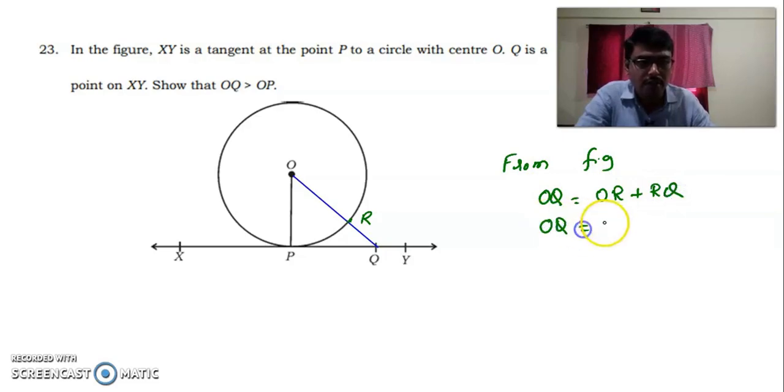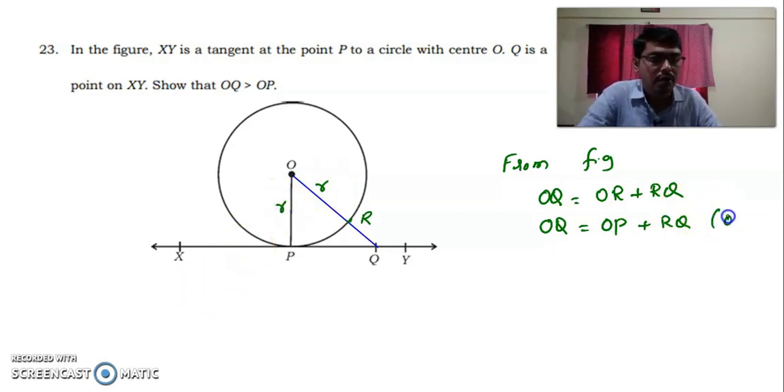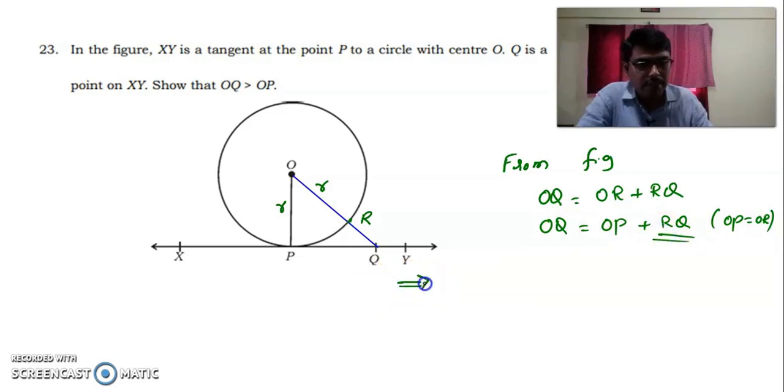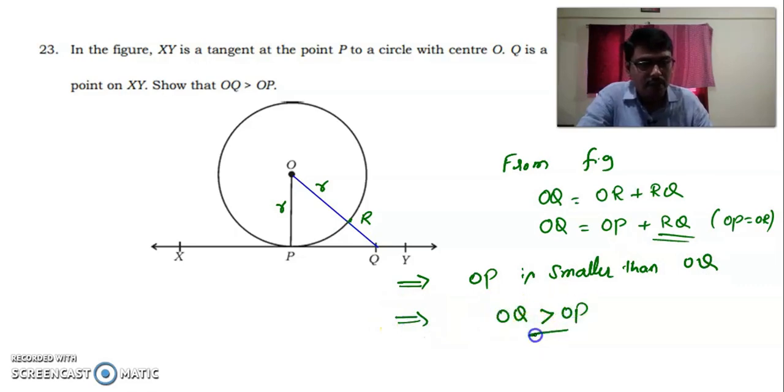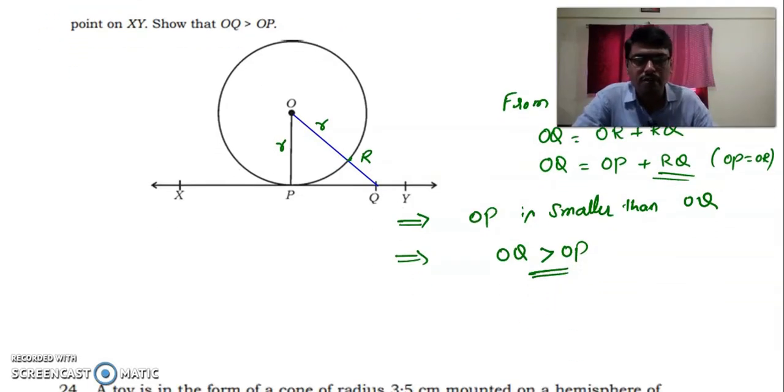So OQ is equal to, what is OR? OR is nothing but OP, as these will become radius and radius. So here OP is equal to OR. So OQ is OP plus RQ, only when we add this RQ to OP do we get OQ. That implies OP is smaller than OQ, or OQ is greater than OP. Therefore, OQ will be greater than OP. This is the proof for the question. It is a part of theorem 1 actually. In theorem 1, we have used this in circles.